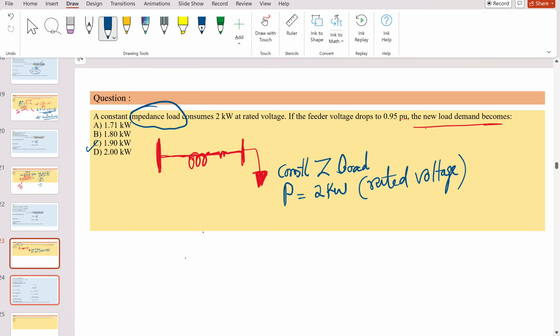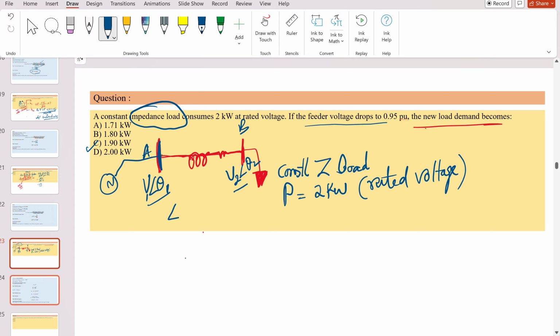Then it is written the feeder voltage drop. It means that suppose this is the voltage V1 angle theta 1 here, and here it is V2 angle theta 2. If you're not understanding, I am representing this as bus A and this as bus B. A has the voltage V1 angle theta 1, and B, connected to some grid, has the voltage V2 angle theta 2.